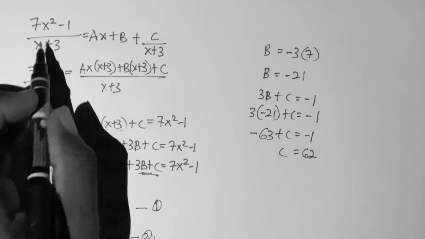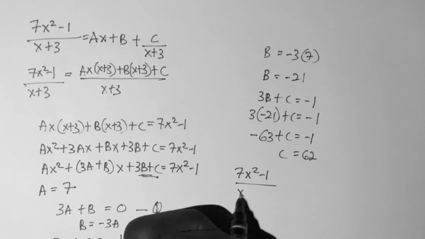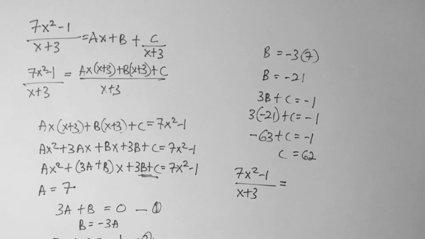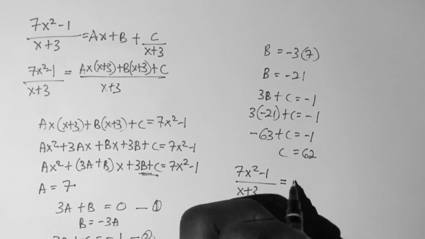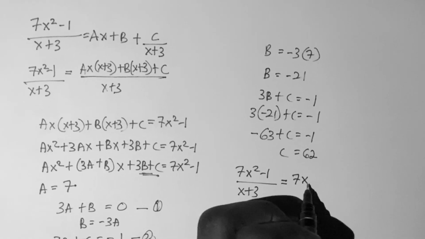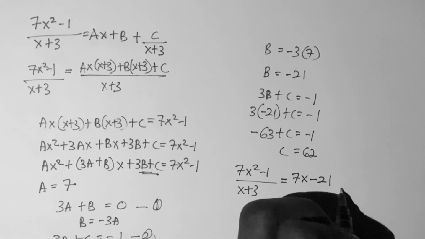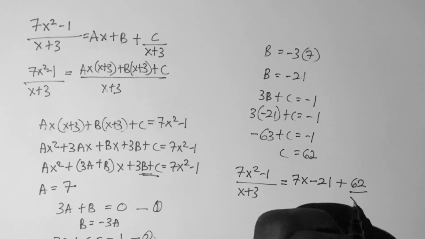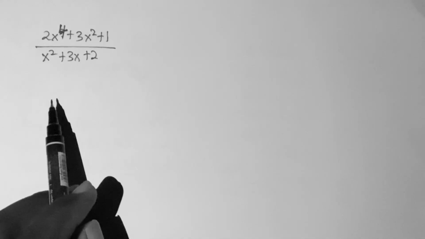So the rational function, which is 7x squared minus 1 divided by x plus 3, is equal to ax plus b plus c over x plus 3. We got a as 7, so this becomes 7x, then plus b. b is minus 21, so minus 21, then plus c. c is 62, so 62 divided by x plus 3. Now let's express this rational function as a partial fraction.